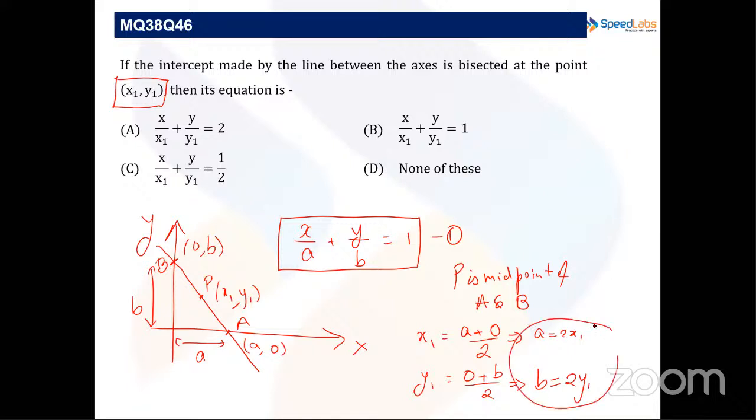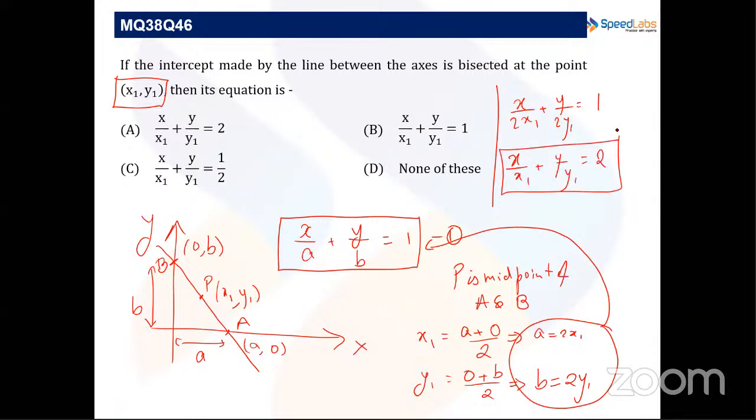Substituting the values of a and b in our equation of straight line, we will get x upon 2x1 plus y upon 2y1 equals 1, or we can say x upon x1 plus y upon y1 equals 2. So our required answer is A.